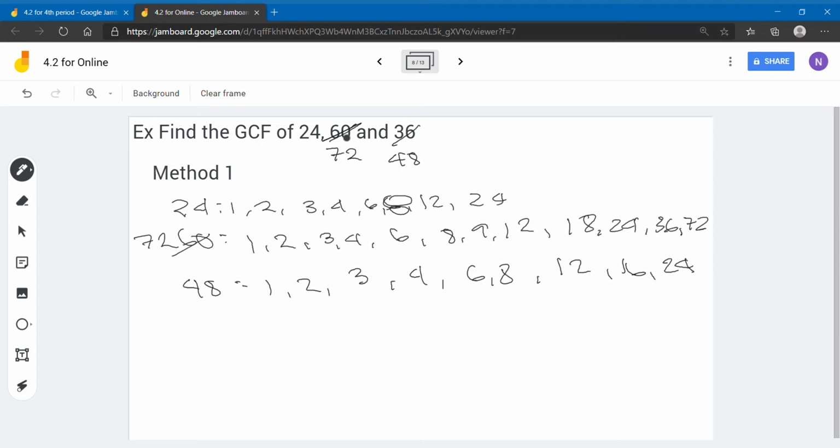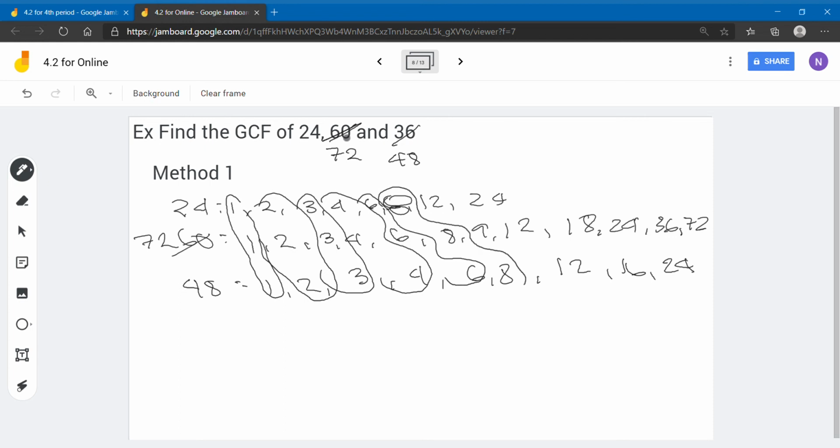So if you compare it all, they share all ones, all twos, all threes, all fours, all sixes, all eights, 12, but the highest one is 24. So your GCF is 24.